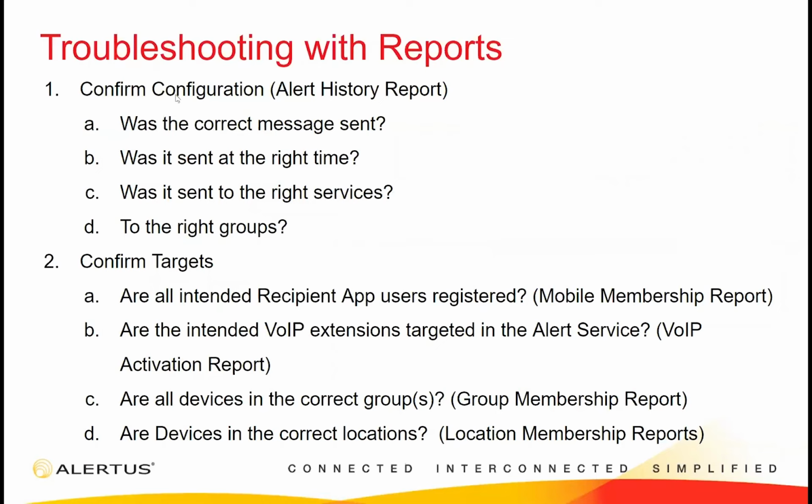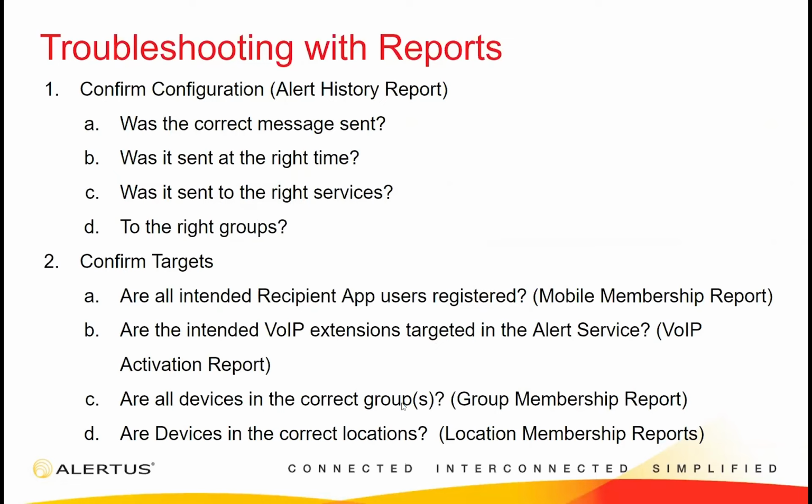Once you've confirmed all of these to be correct, the next step is to confirm the targets. If it's using the recipient app, are the users registered properly and in the groups? If it's using Voip, are the extensions correctly mapped in the alert service via the Voip activation report to see if they were targeted or not?